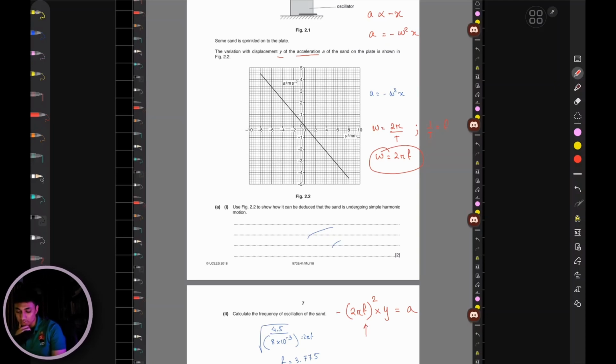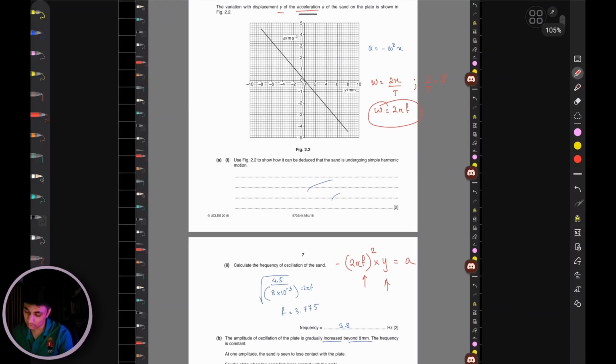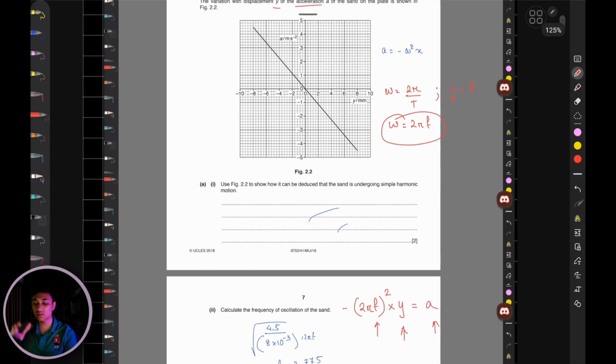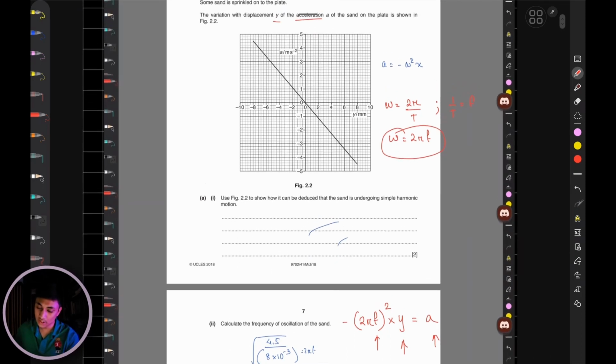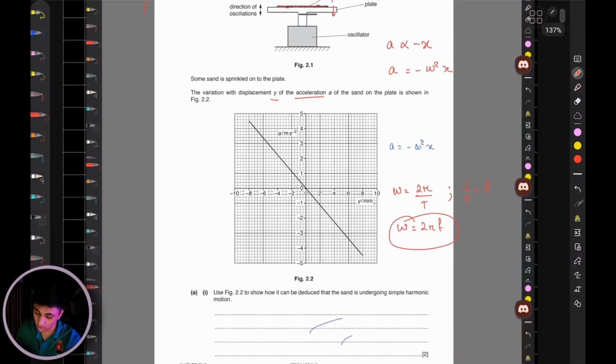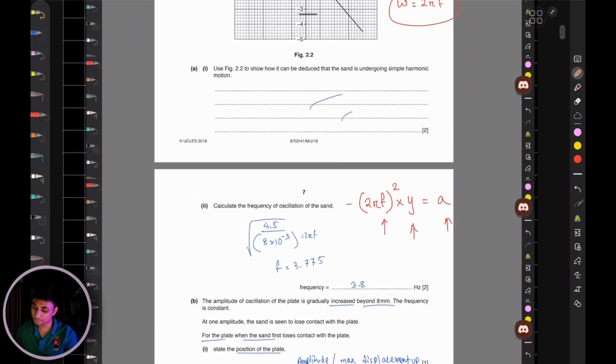Great. Now, the real question is, how do I find out this frequency? The easy way to do it is find your value of y, find your value of acceleration, and make frequency the subject. How do you do that? Use the values from the graph, right? So what two values can I take over here? I can take acceleration as 4.5. This is exactly 4.5, positive 4.5. I can take the displacement as negative 8 because at this point, the displacement is negative 8. So let's take those two values and try finding our frequency.